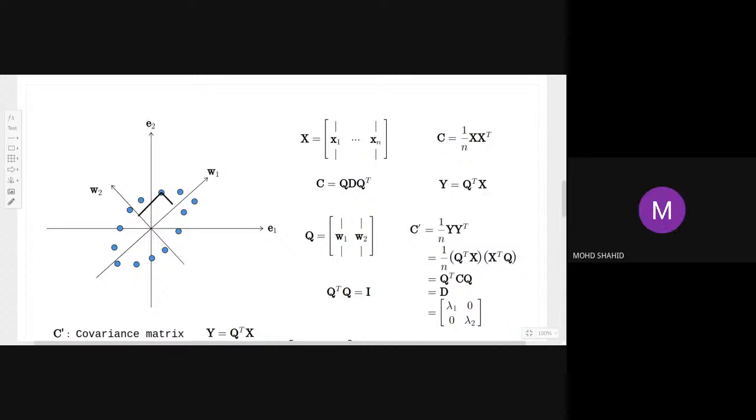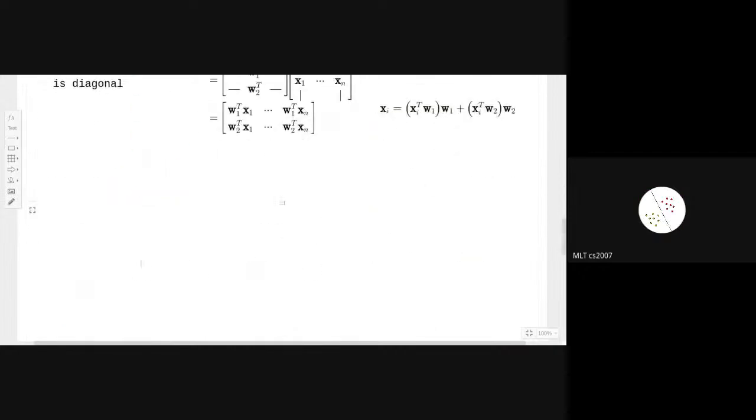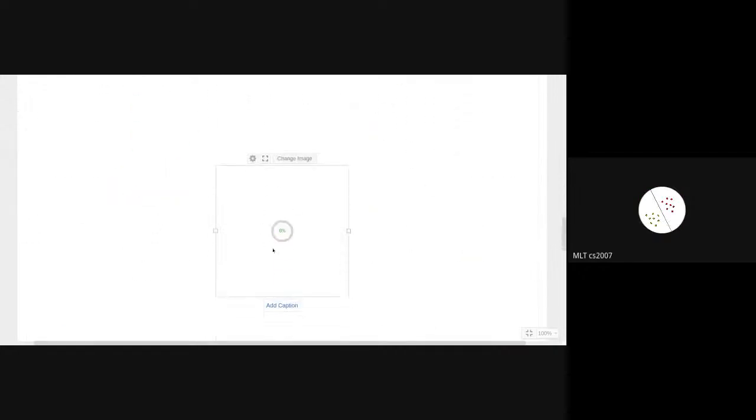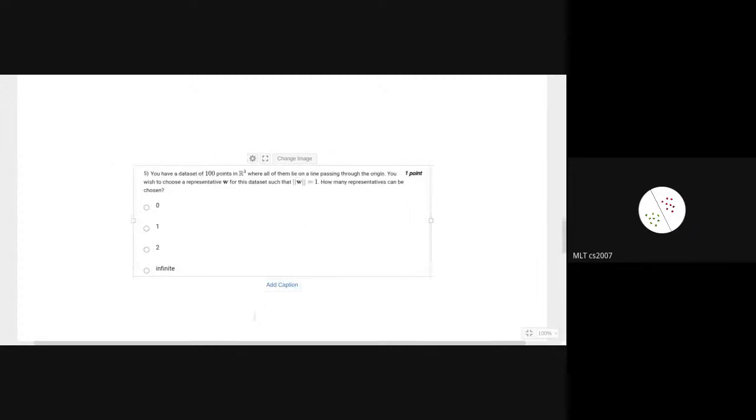Sir, one activity question, 1.3 question number 5. Here there is a constraint that the norm of W is equal to 1. Because of this constraint, the answer is 2. Am I right? Let me just paste it here so that we know what question it is.